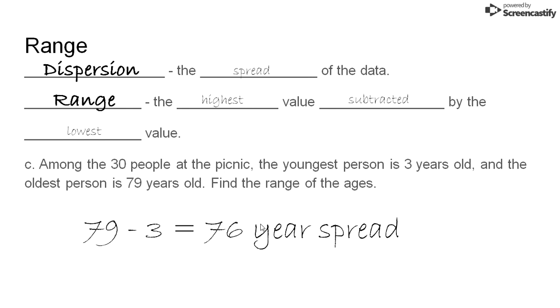So that could be the difference, analyzing that spread, between knowing whether this is a high school reunion picnic or whether it is a family reunion picnic. Obviously, a wider spread shows multiple generations, and there would be a wider spread of the ages. Okay?